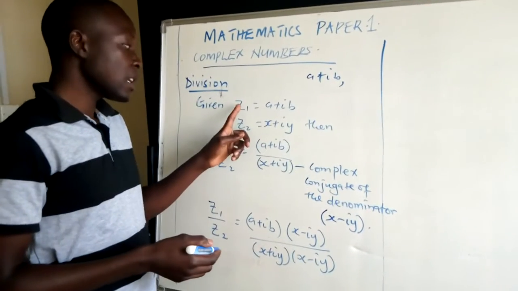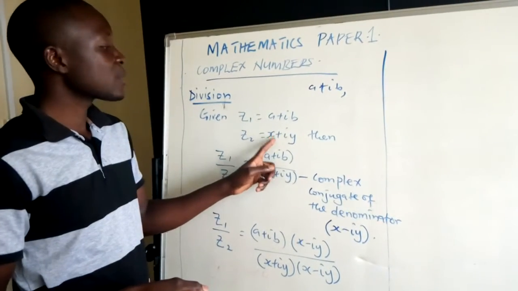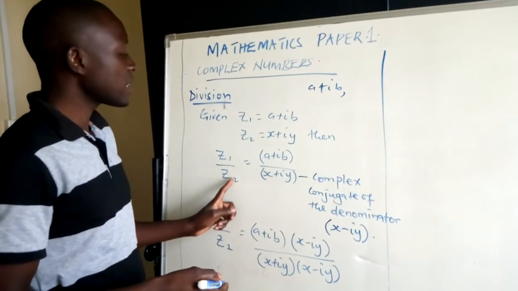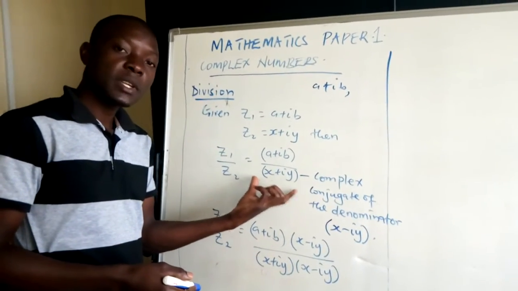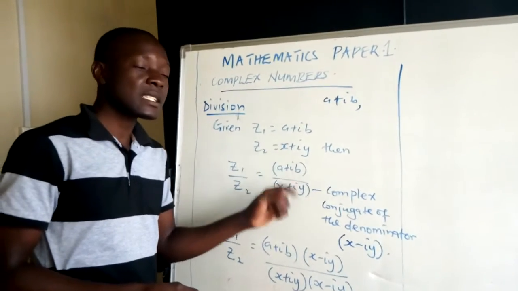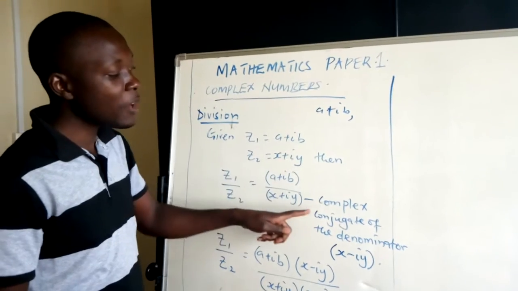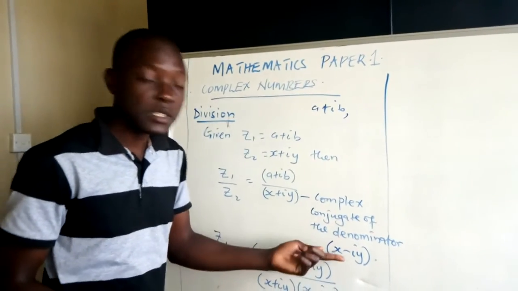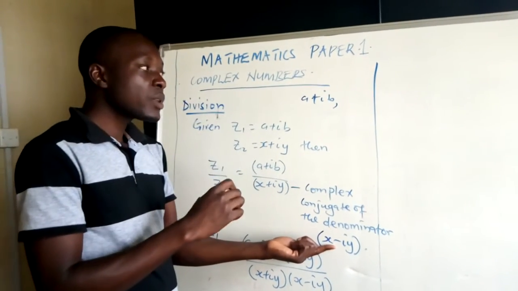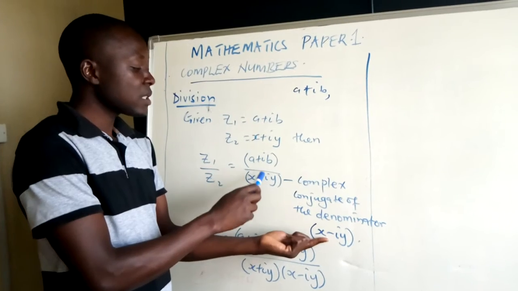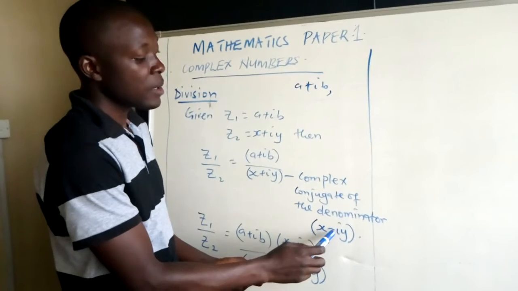So if we are given z1, which is a plus ib, and z2, x plus iy, and we are asked to divide, then whenever you're dividing, look at which complex number is in the denominator. After realizing it's x plus iy, we have to get the complex conjugate of the denominator. Now here we have x plus iy. We say that the complex conjugate of this complex number is the number where we change the sign in the middle, which is x minus iy.